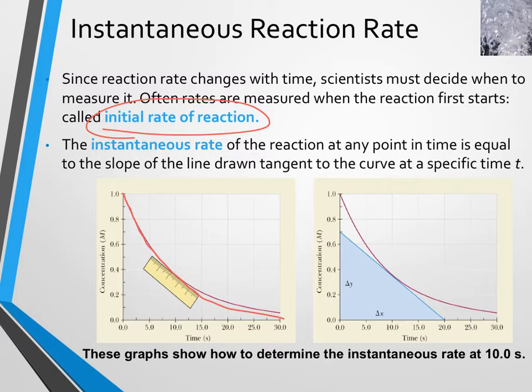You would just simply have to draw a tangent line to wherever you were measuring the rate and then get the slope of that tangent line. So for instance, let's say I gave you this graph of concentration versus time, and I asked you to figure out the instantaneous rate at 10 minutes. You would have to draw a tangent line to the curve at 10 minutes and then measure the slope using that tangent line. So those are called instantaneous rates.